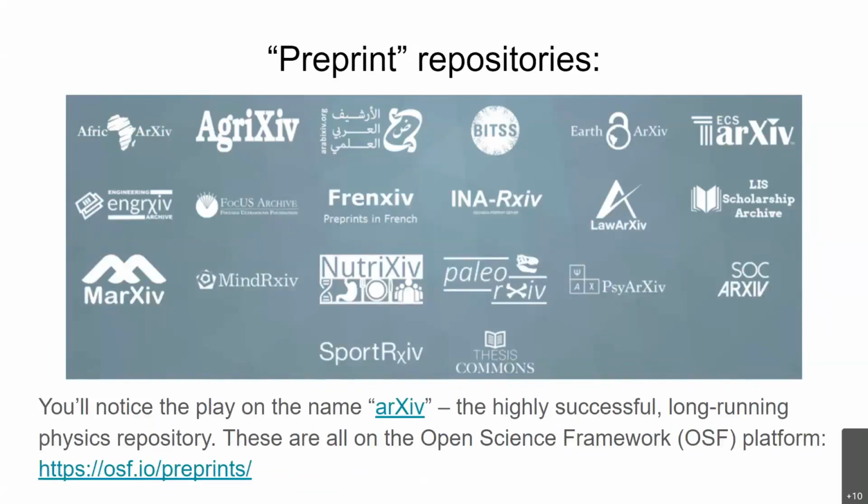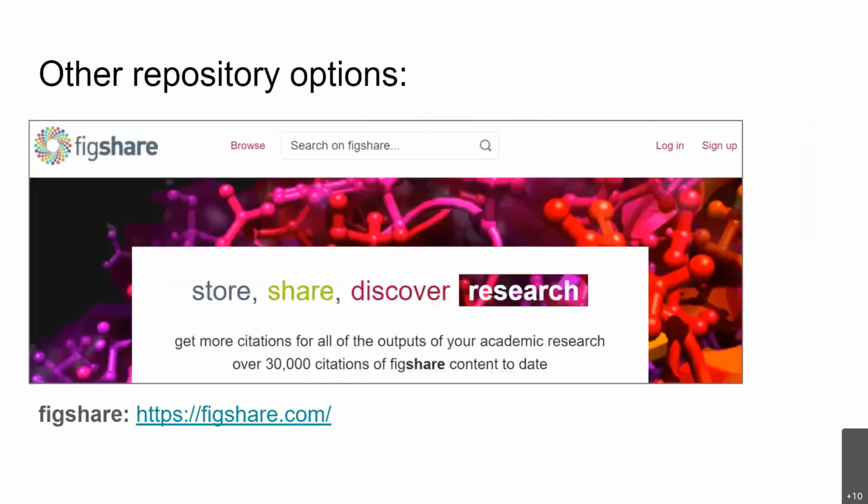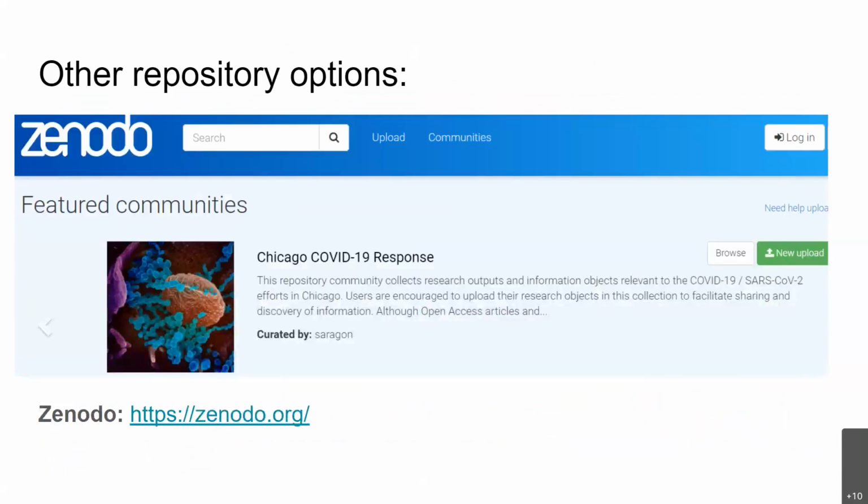These preprint repositories are available, and they are all free to post in, and they're generally subject-based. So you can find one for your subject area, and they're hosted on this Open Science Framework platform, which Kevin, again, will probably talk about in a couple of days. And here are another couple of repository options that you can investigate. So I'll share these slides, like I said.